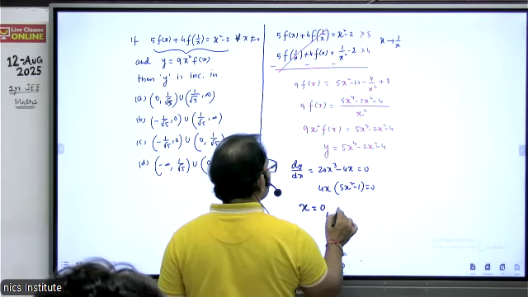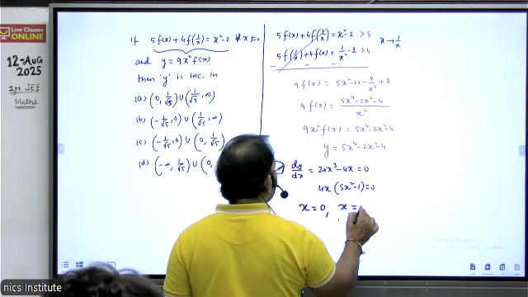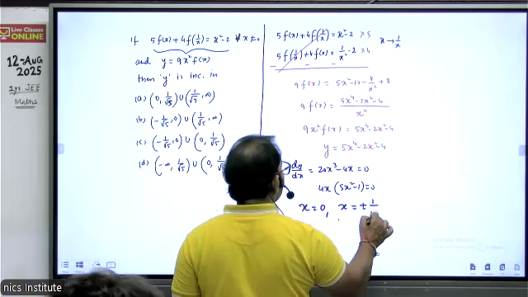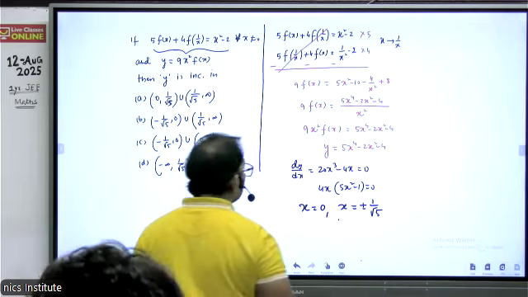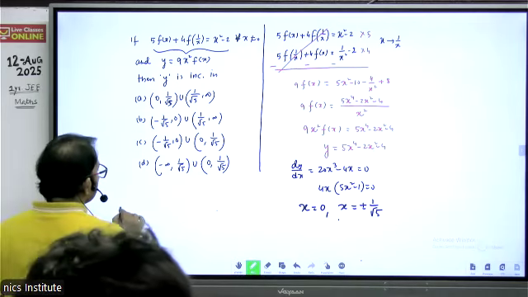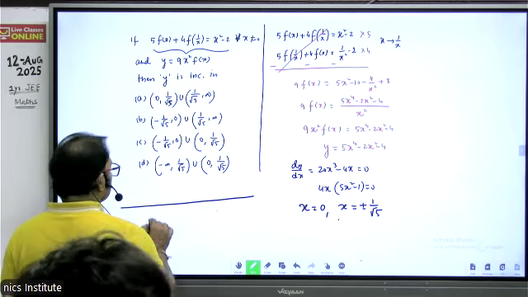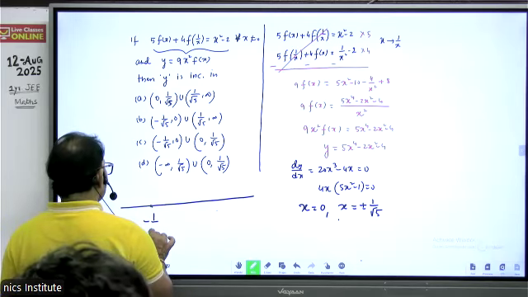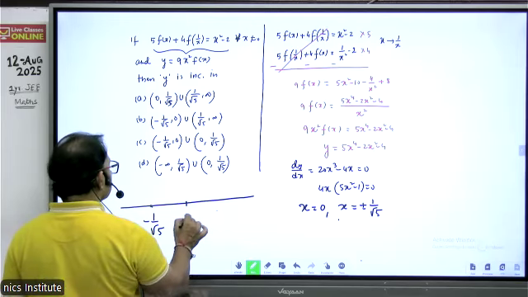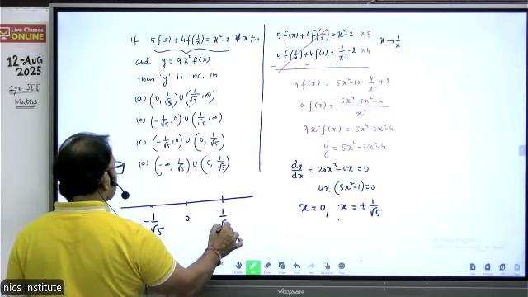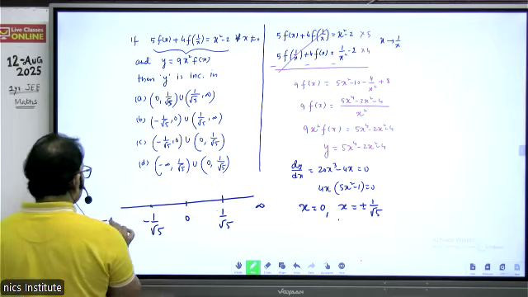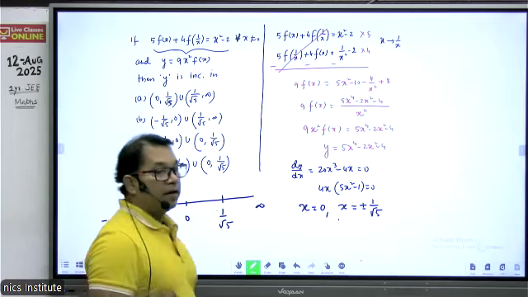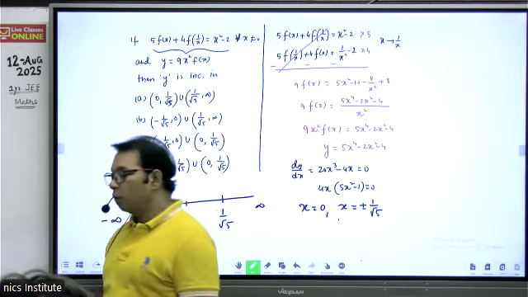x is equal to 0, x square is equal to 1 by 5. That means x is plus minus 1 by root 5. 3 points, 4 intervals. Minus 1 by root 5, then 0, then 1 by root 5. These are the 4 intervals. 3 critical points would mean 4 intervals.